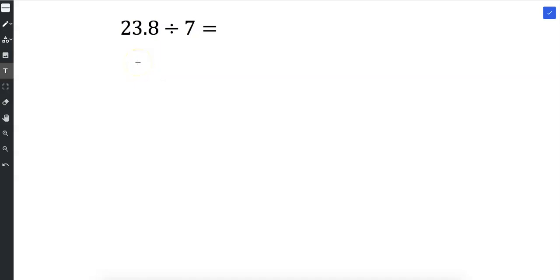In this example, we are taking 23 and 8/10 and dividing it by 7. Let's begin by labeling the dividend, which is the 23.8, and the divisor, which is the 7. Now let's change this division problem so that it is a long division problem.